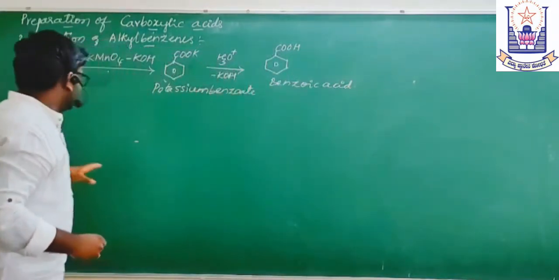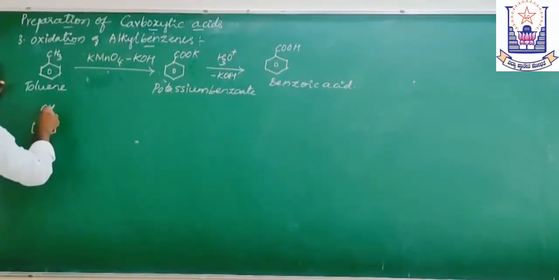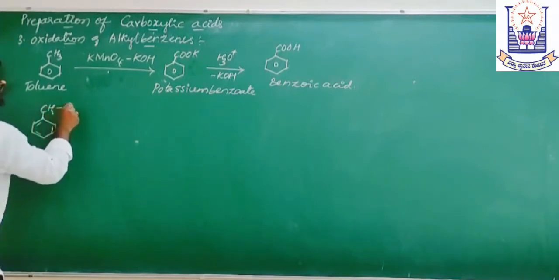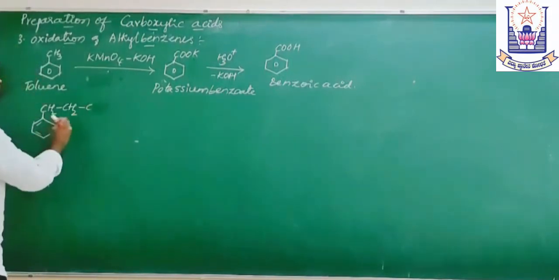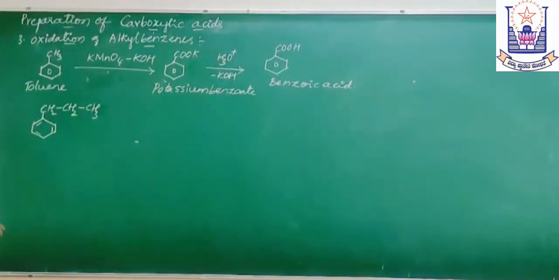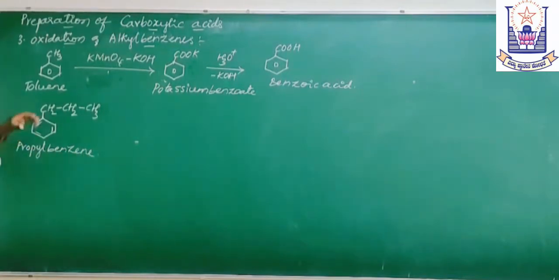Similarly, when you take ethyl benzene or propyl benzene, for example, CH2, CH2, CH3, this is called propyl benzene. Here the open chain has only 3 carbon atoms, and this ring has 6 carbon atoms, and therefore this is a substituent, propyl benzene.